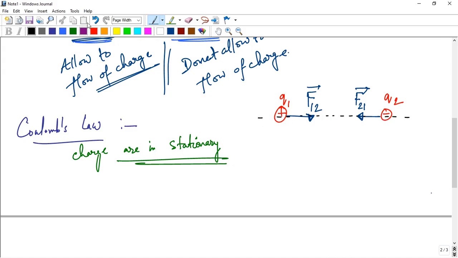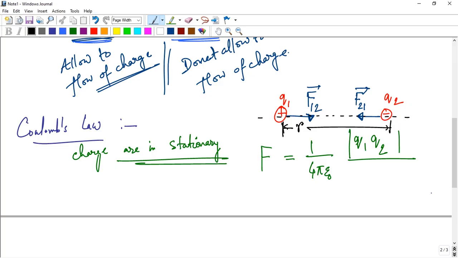Coulomb's law states that the force F is equal to 1 over 4 pi epsilon naught, which is a constant, times the product of the two charges Q1 and Q2, considering only their magnitudes, divided by the separation squared. If the separation is R, that's R squared. That's Coulomb's law, where R is the distance between the two charges.